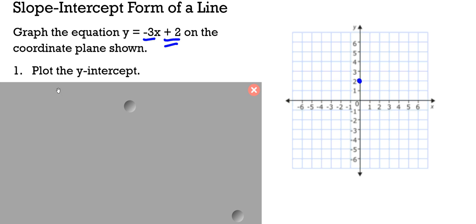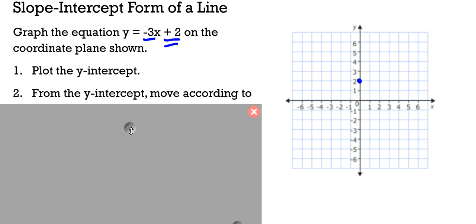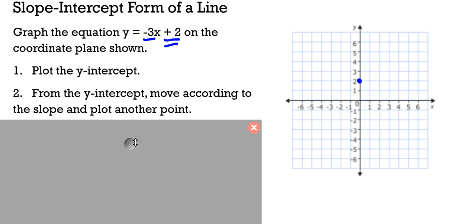We know that the point (0, 2) is the y-intercept, so that we can plot. But if we know any points, we should plot that information. We should plot that point. Then, from that y-intercept or the known point, move according to the slope. So this slope really is negative 3 over 1. So if I start at this point and go down 3, because my rise is negative, 1, 2, 3, and over 1 in the positive, that's 1 point right there.